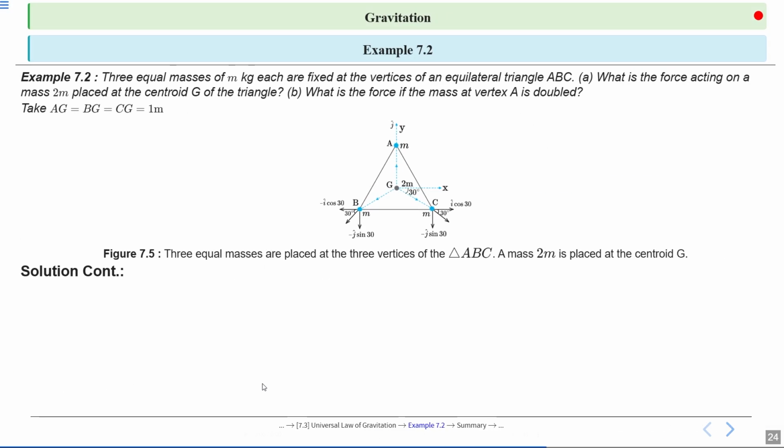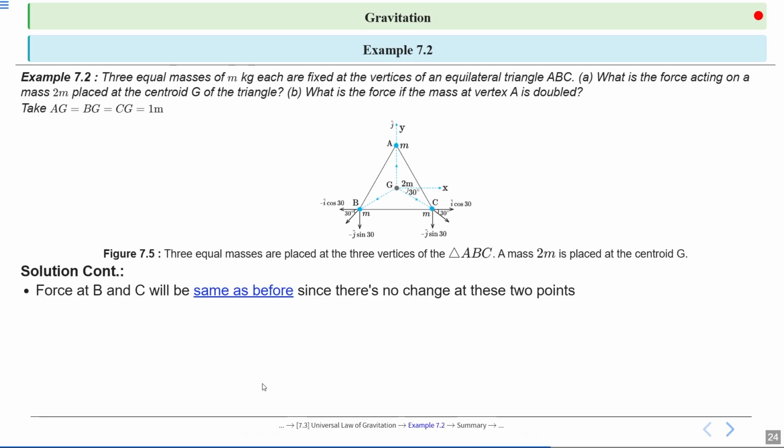Now force at B and C will be same as before, since there is no change at these 2 points. So FGB prime is equal to FGB, equal to 2Gm square into minus root 3 by 2 i cap minus 1 by 2 j cap. So these are the force components in i cap and j cap directions.